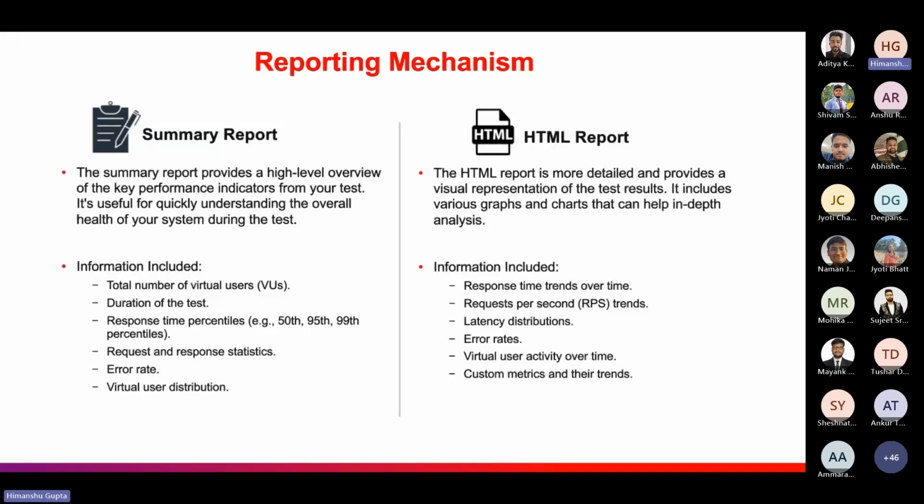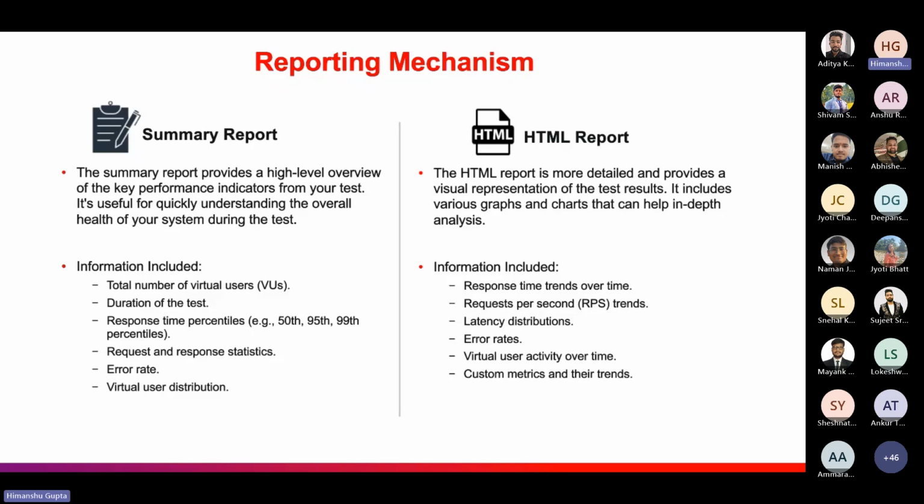The HTML report is more detailed and provides a visual representation of the test results. It includes various graphs and charts that can help with in-depth analysis, and it also includes response time trends over time, RPS trends, latency distributions, error rates, virtual user activity over time, custom metrics, and their trends. So these are two of the popular reporting mechanisms that we are going to see in K6.